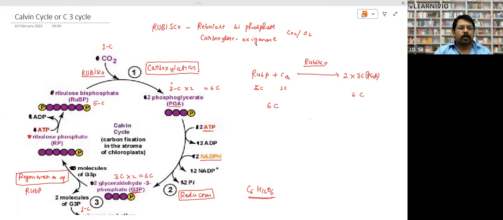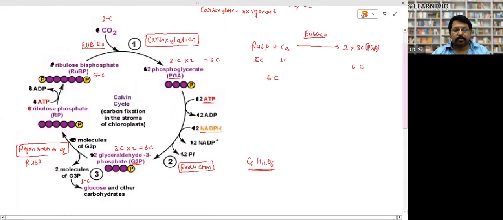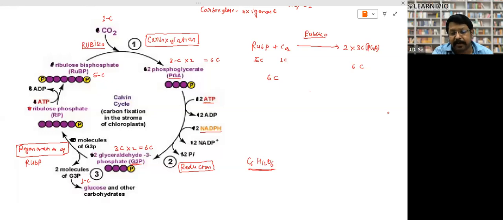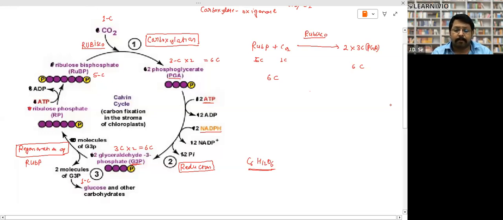Right. Now, when this cycle goes one round, what will happen during this one round? One atom of carbon dioxide will be fixed, right? So, one carbon at one round. Formation of glucose takes place from 6 carbon.